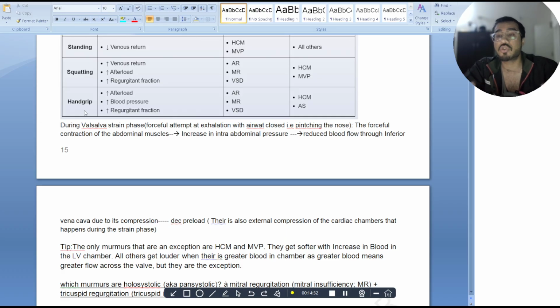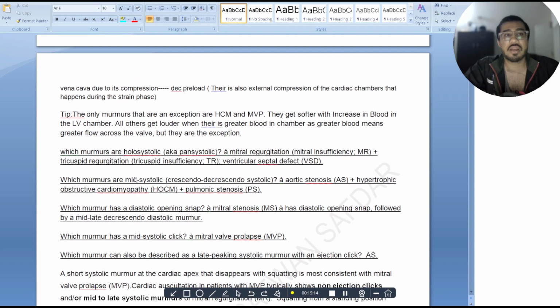Obviously the HOCM murmur is gonna get softer, because after the systole more blood would be present in the ventricle, so that is gonna open up the obstruction. Whereas the aortic stenosis, it has nothing to do with greater end systolic blood volume in the chamber. The only thing it has to do when it comes to hand grip is the fact that blood is not able to flow that quickly across the valve anymore because of greater systemic vascular resistance. As soon as the blood leaves the valve, there is greater back pressure, the blood flows really slowly across the valve. That is why when it comes to hand grip, that is increase in afterload only, the AS murmur also gets softer.